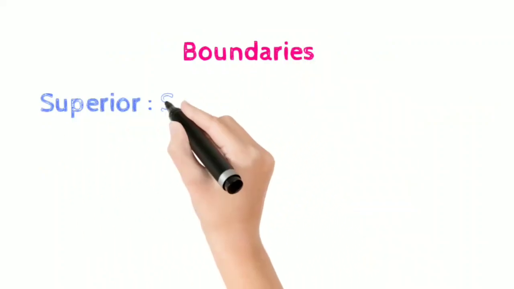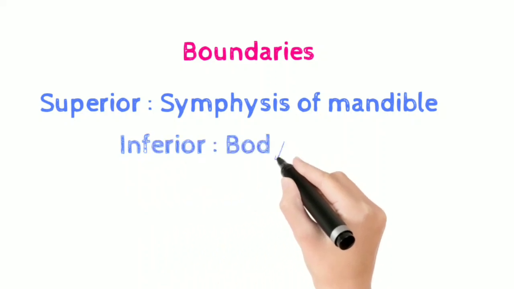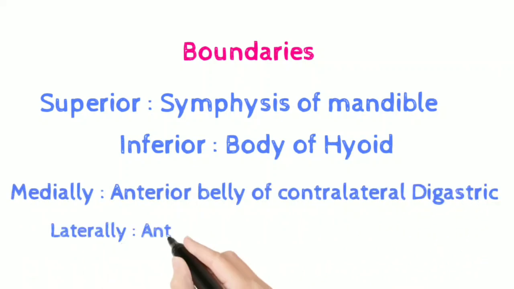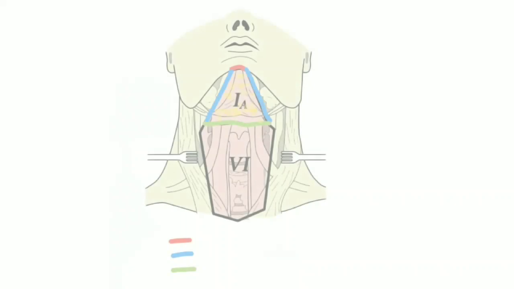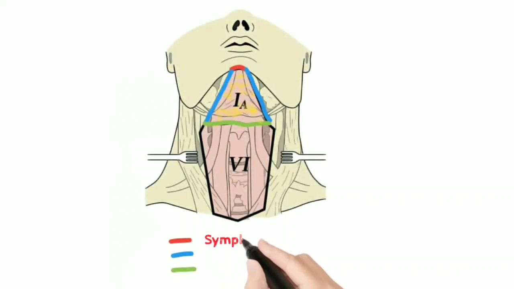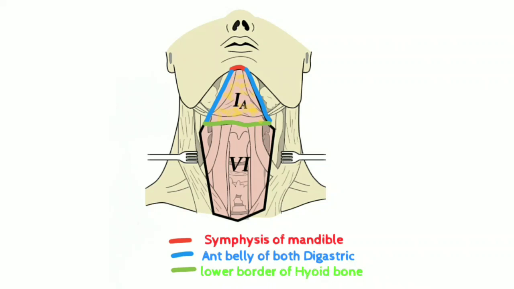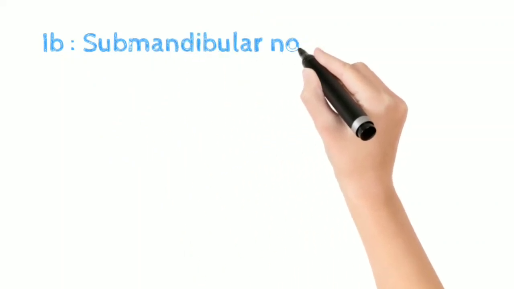Superiorly by the symphysis of mandible, inferiorly by the lower border of the body of hyoid, medially by the anterior belly of contralateral digastric and laterally by the anterior belly of ipsilateral digastric. In short, it is bounded by the symphysis of mandible, anterior belly of both digastric and the lower border of the hyoid. One important point is to understand that 1A level is not bilateral, that is, there is no right and left. Now to level 1B, that is the submandibular lymph node.